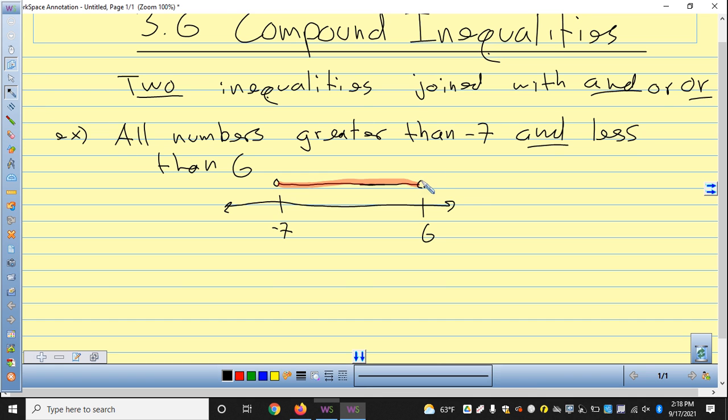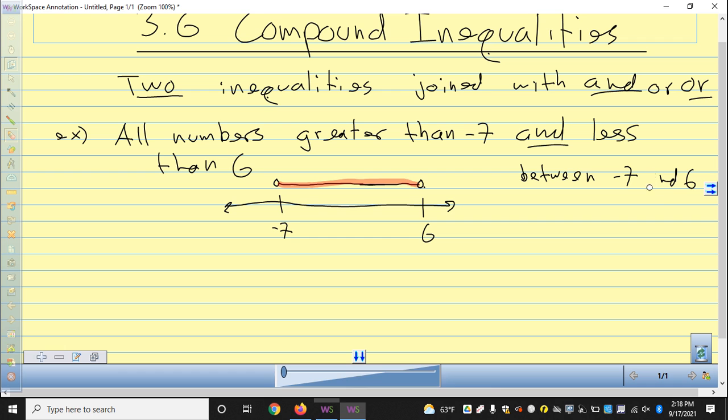The other way we could think of this is between -7 and 6. And between kind of means the same thing when we're talking about inequalities. Sometimes we think of this as a barbell inequality, because this looks kind of like a barbell. But I think if it's going to be a barbell, these circles should be a little bigger, like that. Then it would look like a barbell, because you want some heavy weight on the barbell there.